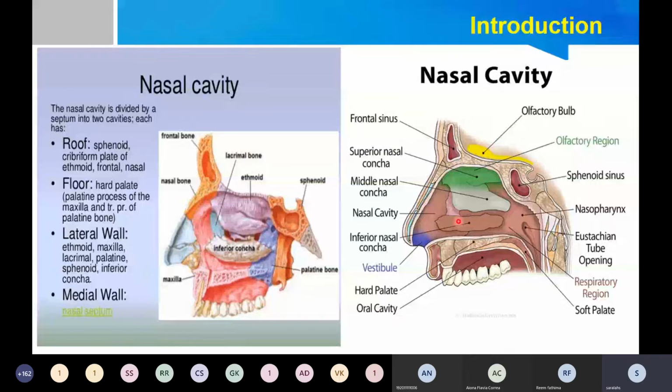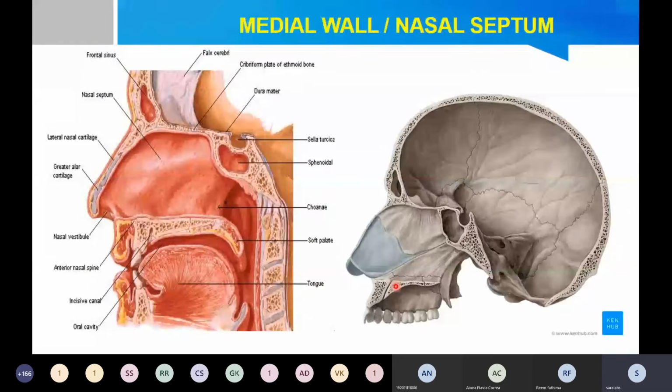And one half of the nasal cavity will be separated from the other by a median septum. That's called the nasal septum or the medial wall of the nose. We have taken off the nasal septum, so you are able to see one half of the lateral wall of the nasal cavity. If you can observe here, first we'll take up the medial wall or the nasal septum.